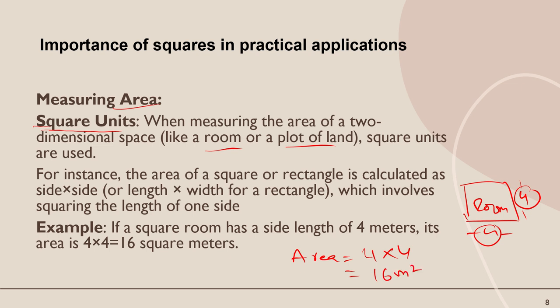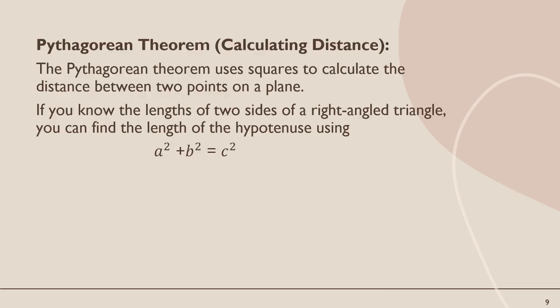So through square you can find the area of the square of your room, which is in square shape. Okay, this is some practical application of the square. Now Pythagorean theorem is a well-known theorem in mathematics. By Pythagorean theorem, we can find or calculate the distance between two cities.